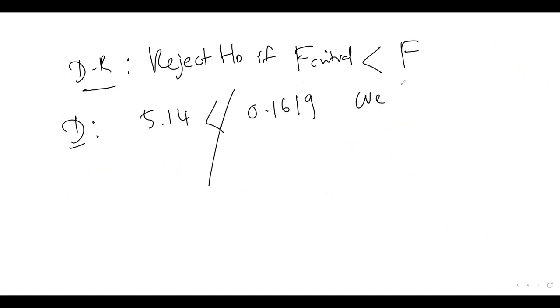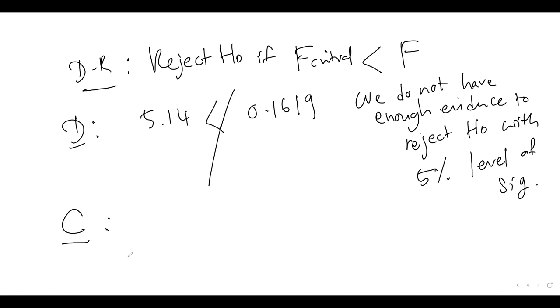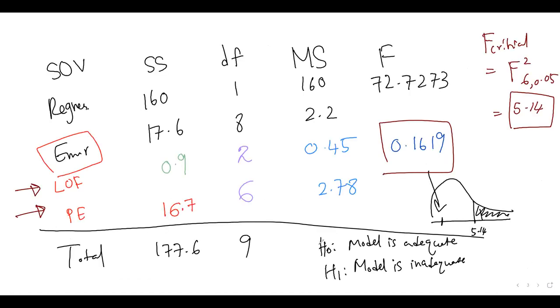So we do not have enough evidence to reject H naught with, you always have to give the significance level, 5% level of significance. That is our decision. Then we have to write the conclusion in plain language. What is the conclusion? We do not reject H naught. What was our H naught? The model is adequate, so that means we accepted our H naught. We do not reject means we accept it.